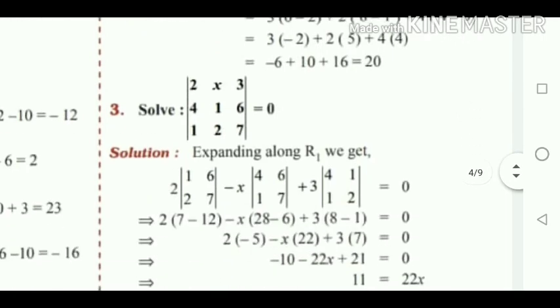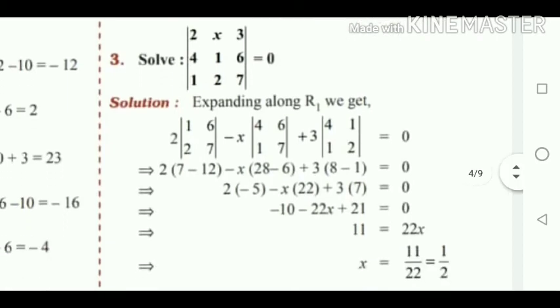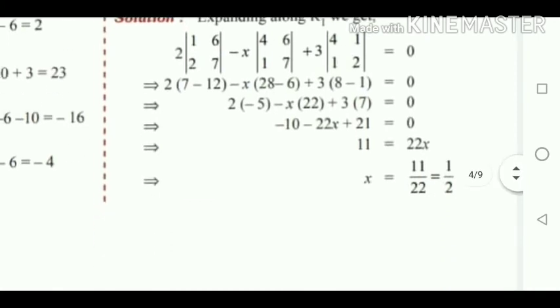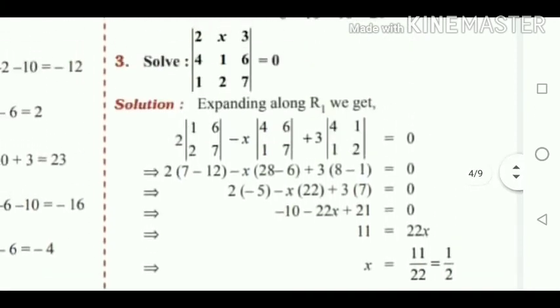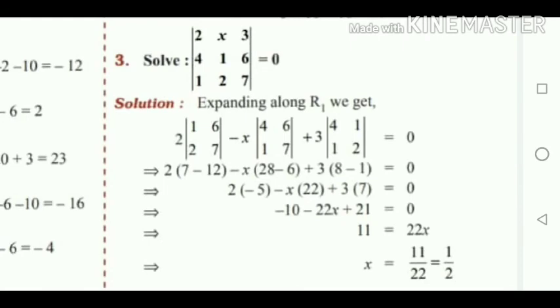Then the third sum, solve. Here also we are doing the same, that is expanding along R1, but in this sum the value of the determinant is 0. It is given that the value of the determinant is 0. By using this condition we have to find the value of x. Okay, that is the question here. So solve the determinant 2, x, 3; 4, 1, 6; 1, 2, 7 equal to 0.